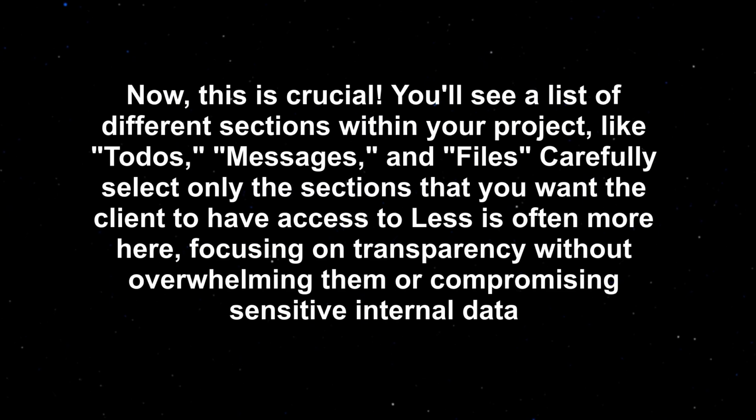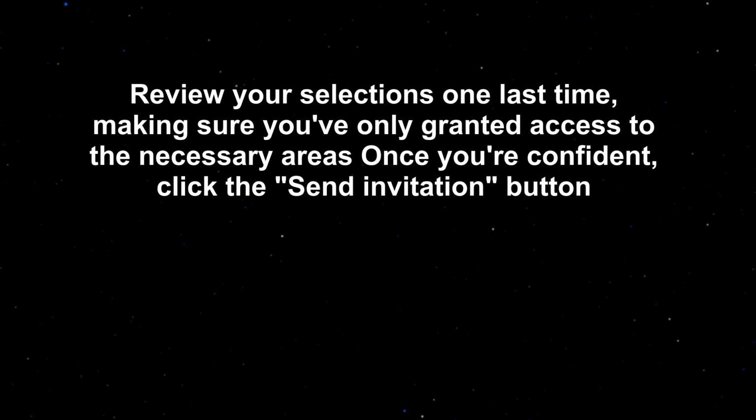Now, this is crucial. You'll see a list of different sections within your project, like to-dos, messages, and files. Carefully select only the sections that you want the client to have access to. Less is often more here, focusing on transparency without overwhelming them or compromising sensitive internal data. Review your selections one last time, making sure you've only granted access to the necessary areas.